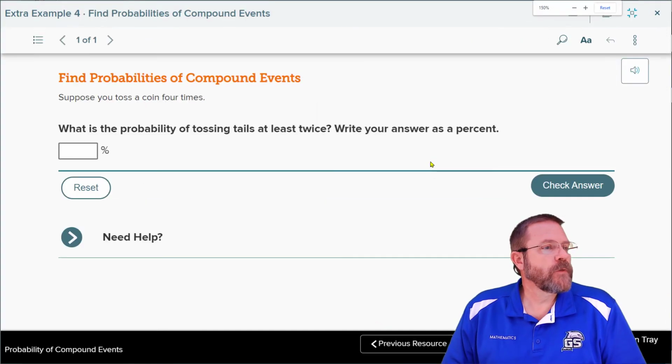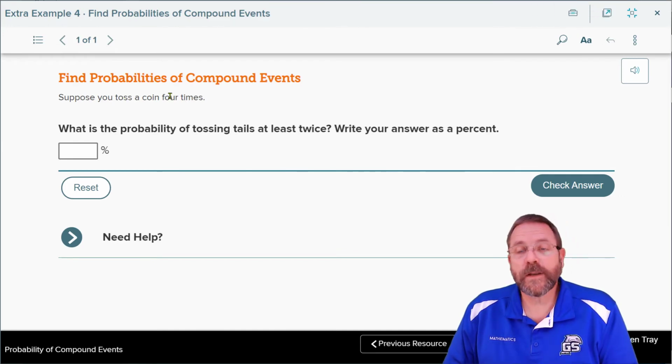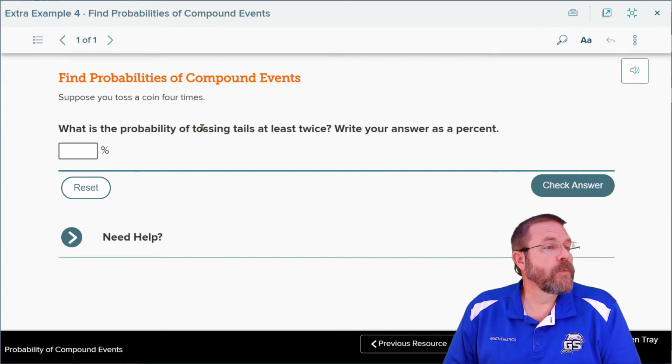You're on extra example number 4. We want to toss a coin 4 times. You need to either make a tree diagram or a table to show your outcomes on this. And then from there, we're going to find out what the probability of tossing a tails at least twice is. I would encourage a tree diagram on this one. That's the way I'm going to do it when it's my turn.